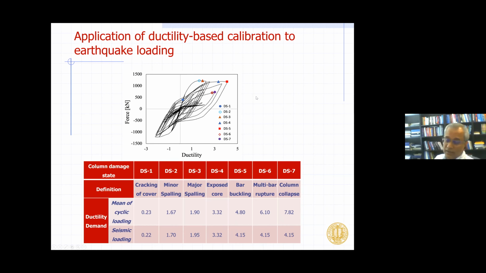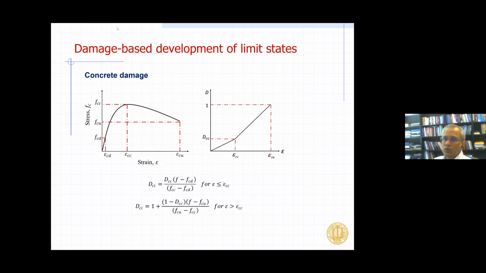So basically the conclusion was that using ductility by itself will probably not be adequate if you're going to start looking at damage to these older California bridges. Okay, so we then moved to a damage-based approach to coming up with these limit states. So now we're talking about concrete damage. Essentially we're monitoring the stress-strain response, primarily in the core.